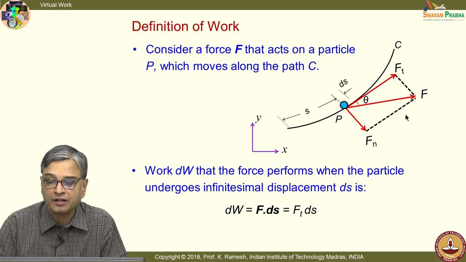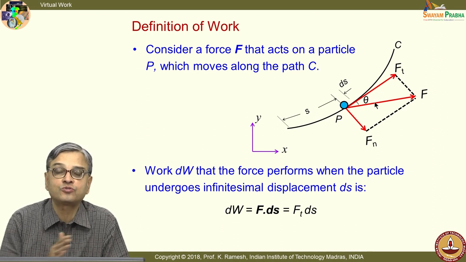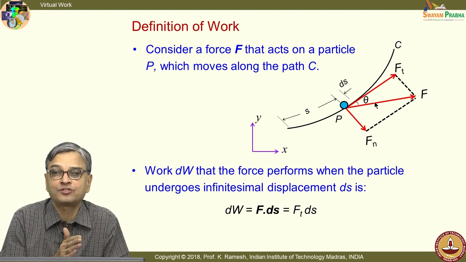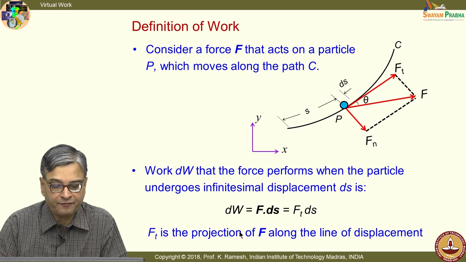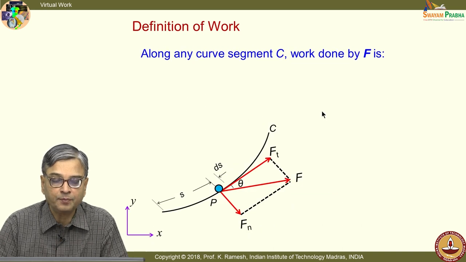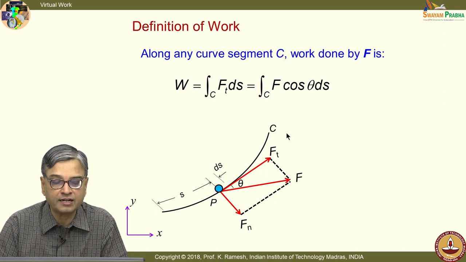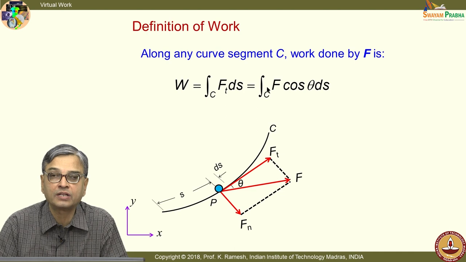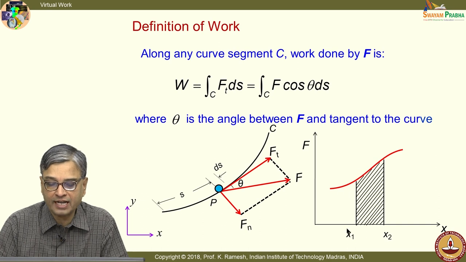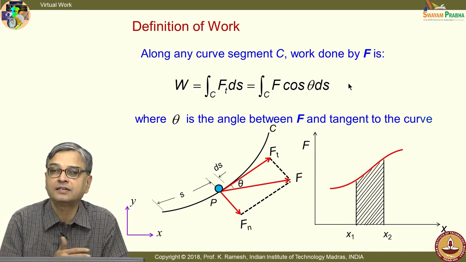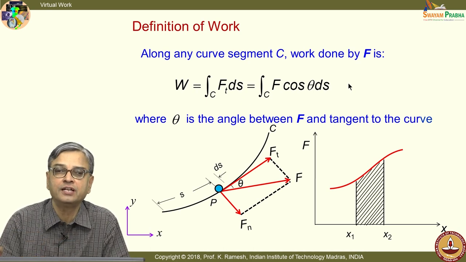So, only the component Ft contributes to work from moving the particle from s to s plus ds. And Ft is the projection of F along the line of displacement. Suppose I want to know what is the work done when it has moved along the curve, I simply do the integration of this over the path. This also you have studied earlier, and you can find out the work done as the area under the curve. When you go from one point to another point, force is varying along the path, displacement is also varying along the path. You can always find out the work done in the process.